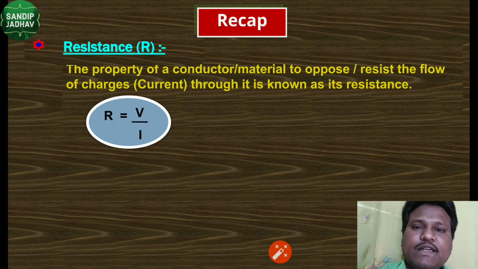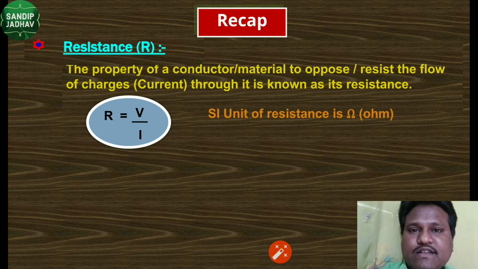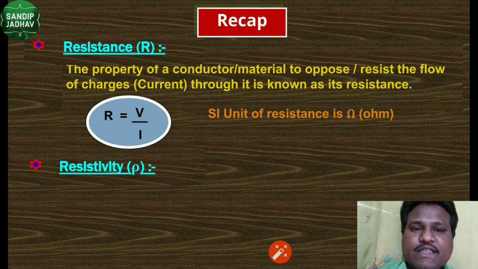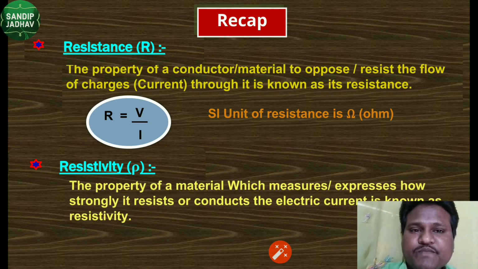So for any conductor at a given temperature, this ratio V by I, that is potential difference upon current, that resistance will always be constant. We know the SI unit of resistance is ohm. We have also seen resistivity, which is a constant property of a material denoted by rho, which determines how strongly any material resists or conducts the electric current through it.